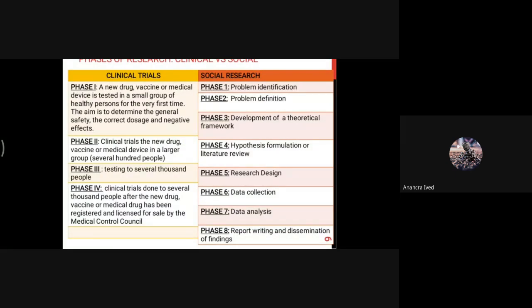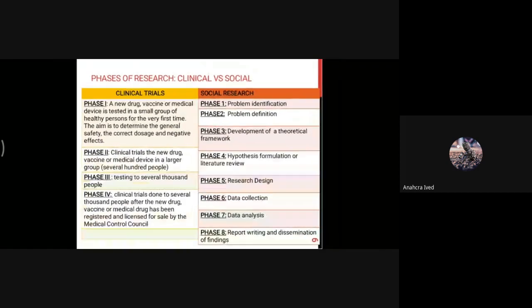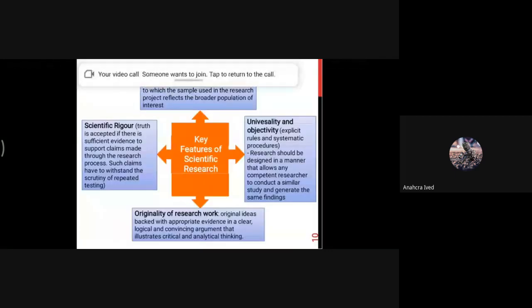However, clinical research is all related with four phases. Maybe if a new drug or vaccine is there, we are trying to find out the effectiveness of that trial. So definitely it would be testing on thousands of people, and then finding out on whom it is more effective, and so on and so forth. So there are different kinds of phases of research, basically the scientific and the clinical or the societal.